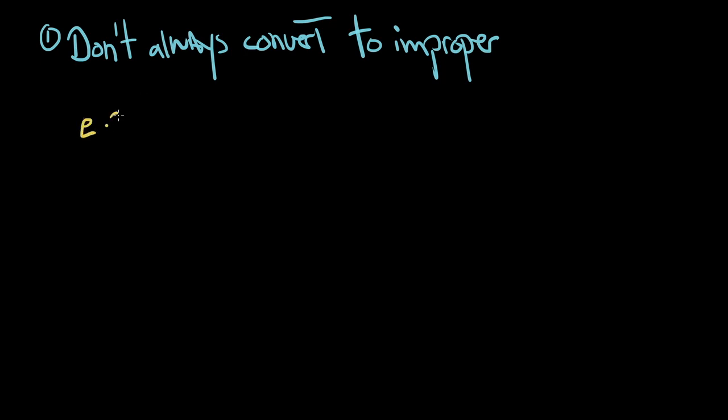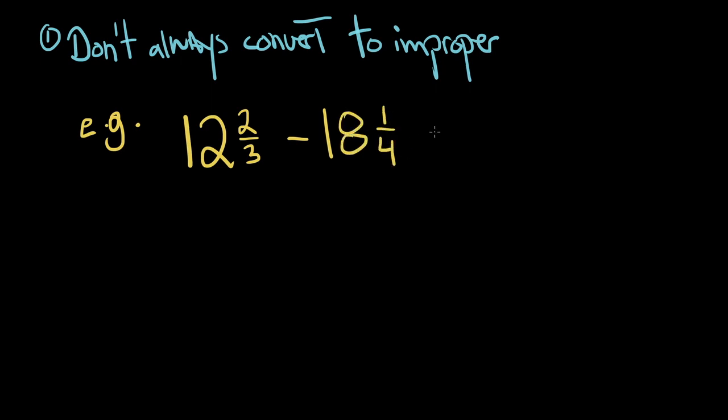So here's my example. Let's say you had something like this. 12 and 2/3, and you're going to go and subtract, I don't know, 18 and 1/4, and you'll also subtract maybe a negative number, 16 and what's another good one, 5/6. Ooh, that's a doozy. That's a doozy right there.